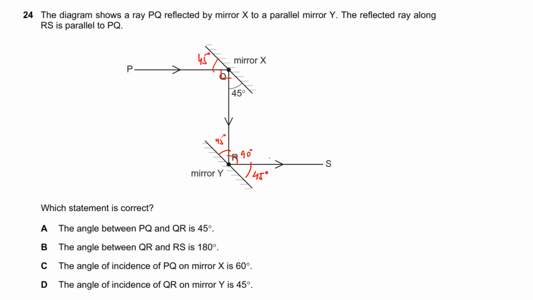This is simple mathematics. Then the angle between QR and RS is 90 degrees, not 180. This is 90. Angle of incidence of PQ on the mirror X is 60 degrees? So no, this is 45 degrees. The angle of incidence of QR on the mirror Y is 45 degrees. So answer D is the best choice.